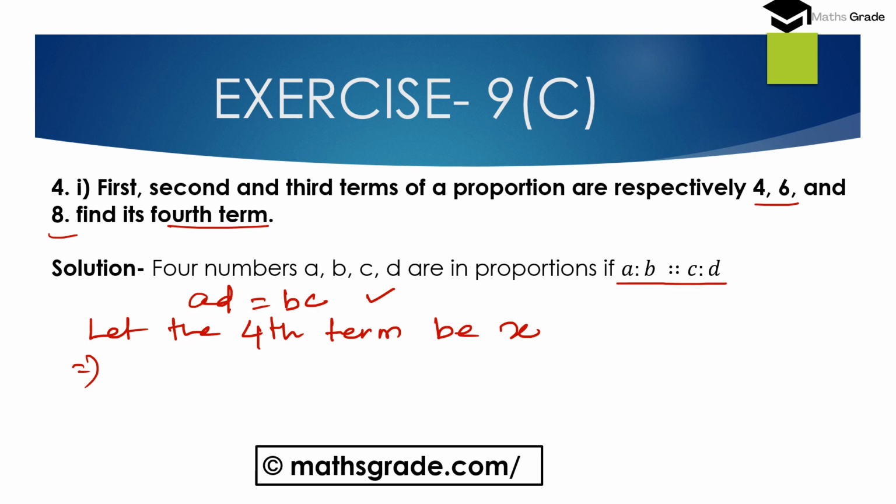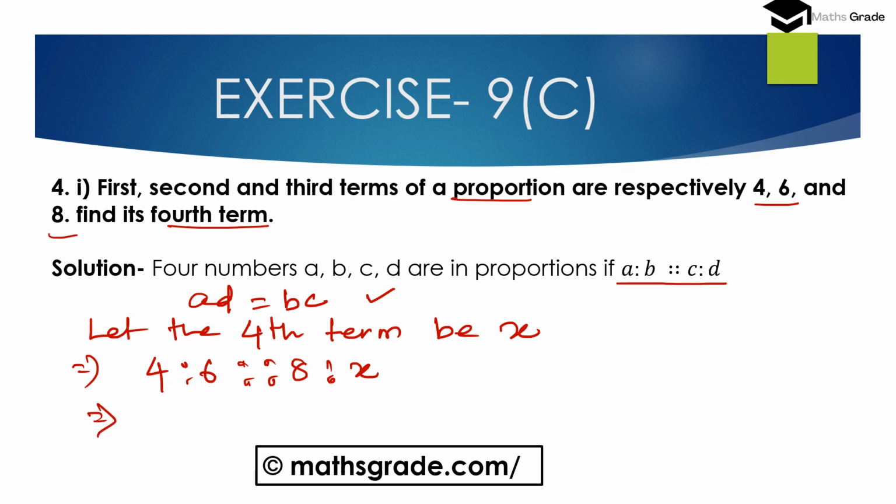This implies 4 is to 6. These ratios are in proportion. 4 is to 6 is proportional to, it is given 4, 6 and 8 and X are in proportion. First, second and third terms form a proportion. So 4 is to 6 is proportional to 8 is to X.